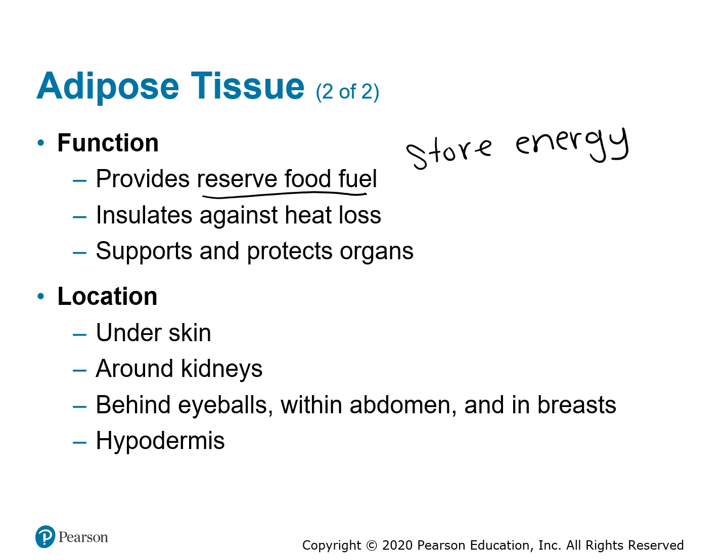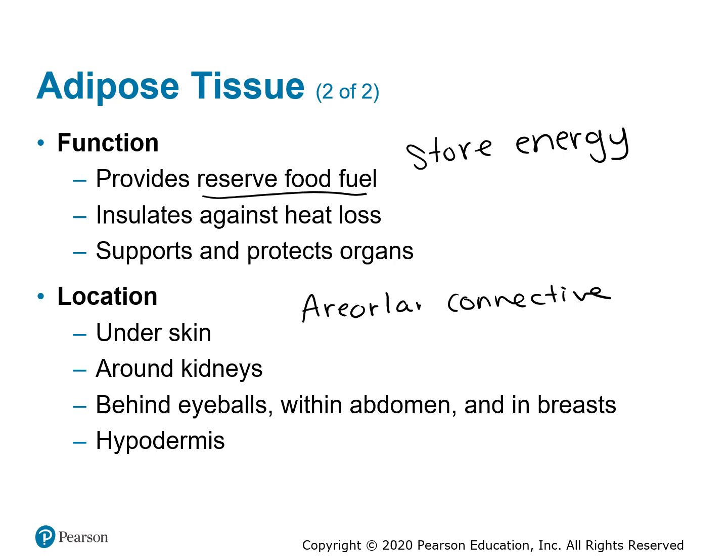You will find adipose tissue pretty much anywhere else that you would also find areolar connective tissue. But you'll find them in particular just under the skin, particularly around your kidneys, behind and around your eyes, within the abdomen and the breasts, and within the hypodermis.